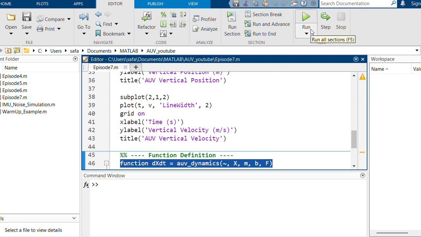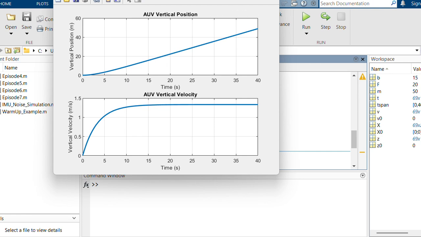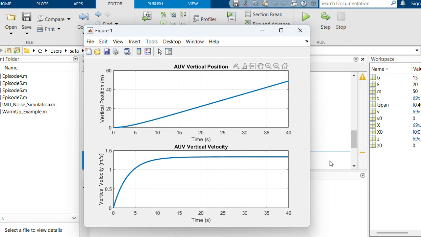And now let's run the simulation and analyze the result. Here the velocity starts from 0 and gradually increases. As the damping becomes stronger, acceleration decreases. Eventually, the system reaches a steady state velocity where the applied force is balanced by damping.